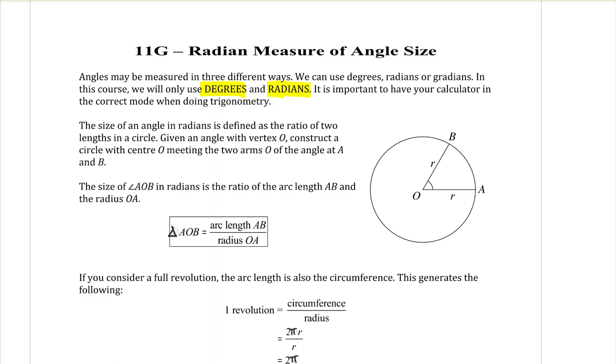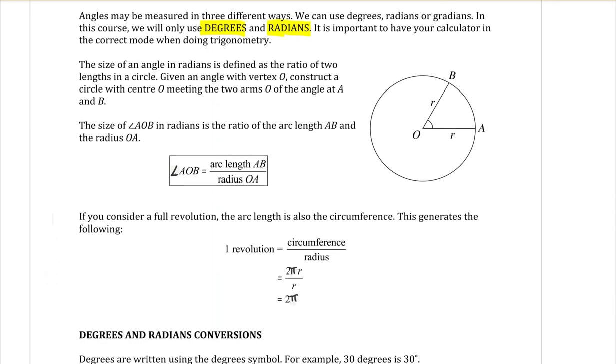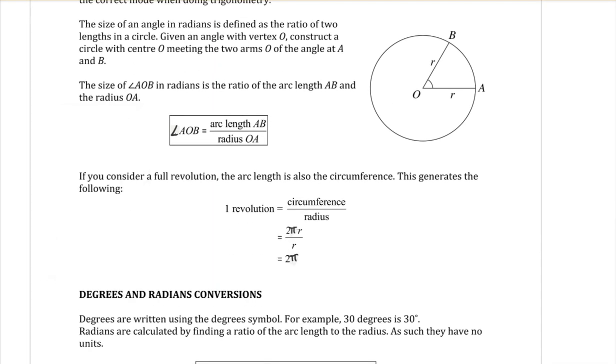So in angle AOB, sorry, not triangle, that should be angle. Angle AOB is equal to the arc length of AB divided by the radius AO. If you consider a full revolution, the arc length is also equal to the circumference. So this is how we get our little formula to convert between degrees and radians. One whole revolution is equal to the circumference, and if we divide that by the radius, we get this formula.